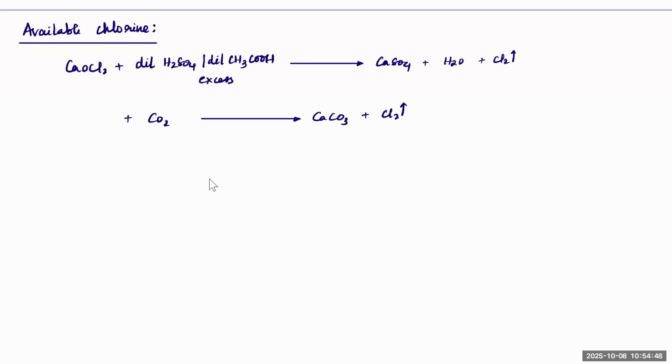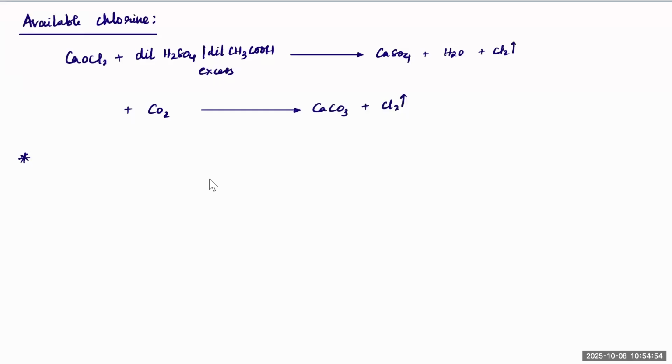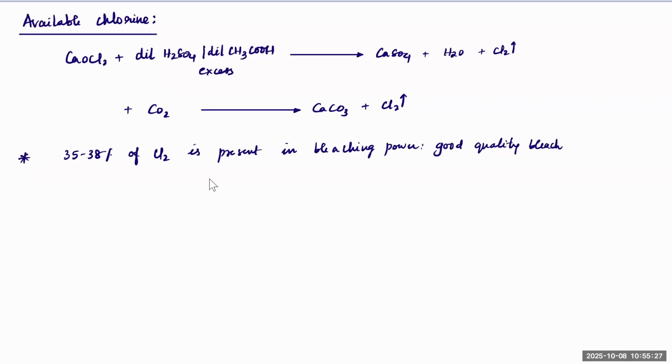Now, usually the amount of chlorine gas that is released, whether it is a good bleach or not, depends upon how much percentage is available, correct? So around 35 to 38 percent of available Cl2 is present in bleaching powder. This is called good quality bleach. So this is the good quality bleach which we have.